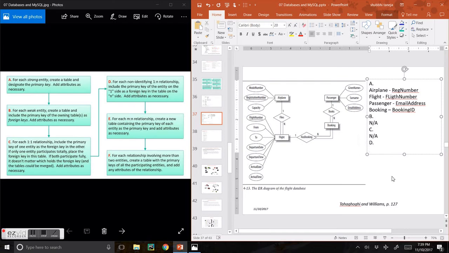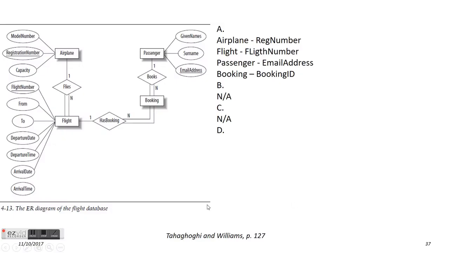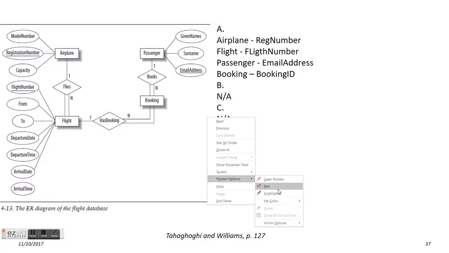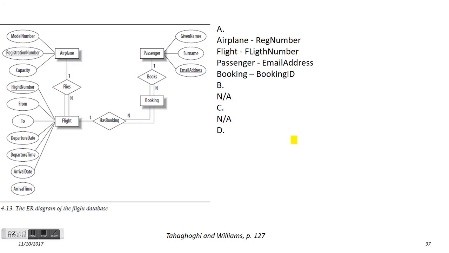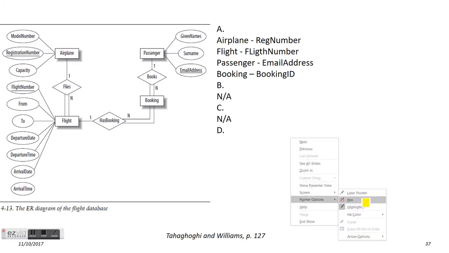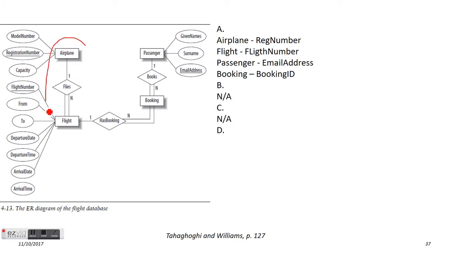So now this is slightly complex to read, but when I present this pictorially, it will be very easy to understand what this step says. It says, anytime there is a non-identifying 1-to-n relationship, include the primary key of the entity on the one side as the foreign key in the table on the n side. So I'm going to expand this, highlight those 3 relationships, use pen. So this is one non-identifying 1-to-n relationship.